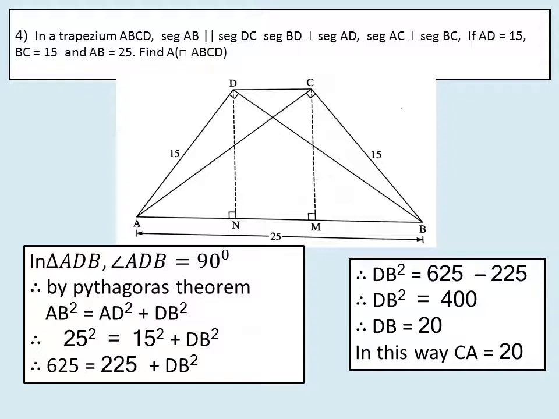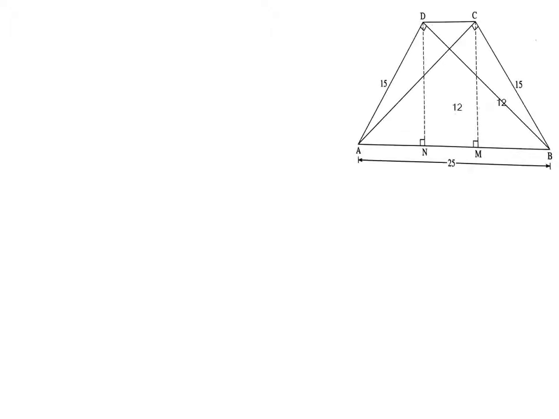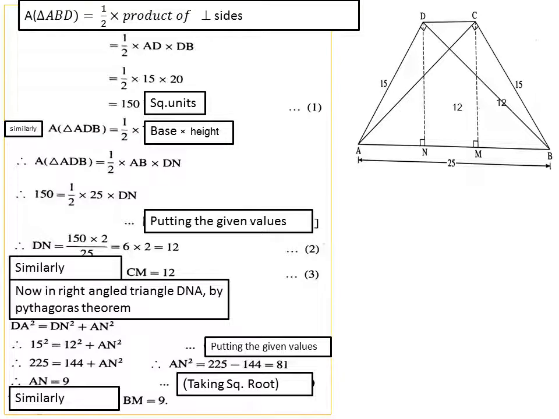In triangle ADB, after using Pythagoras theorem, base AB square is equal to AD square, perpendicular side, plus BD square, second perpendicular side. After putting the values, we get BD equal to 20. In the similar way, we can find out CA equal to also 20. Now, let us find the values of DN and CM.